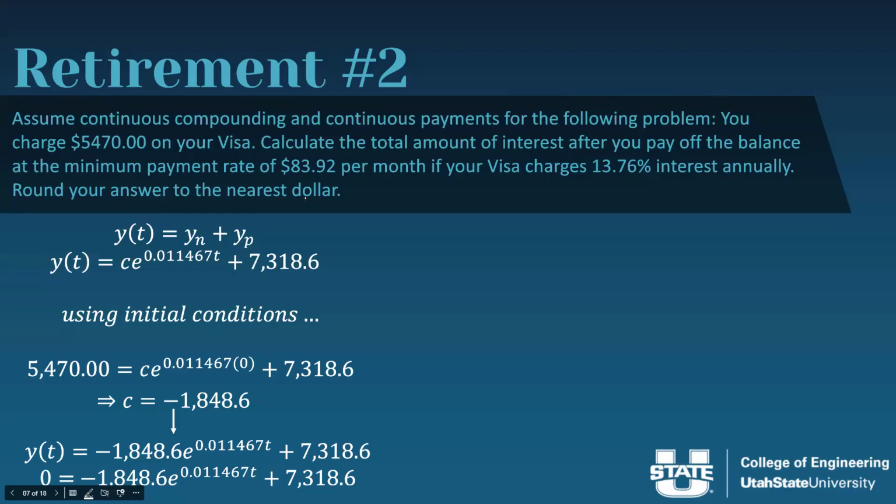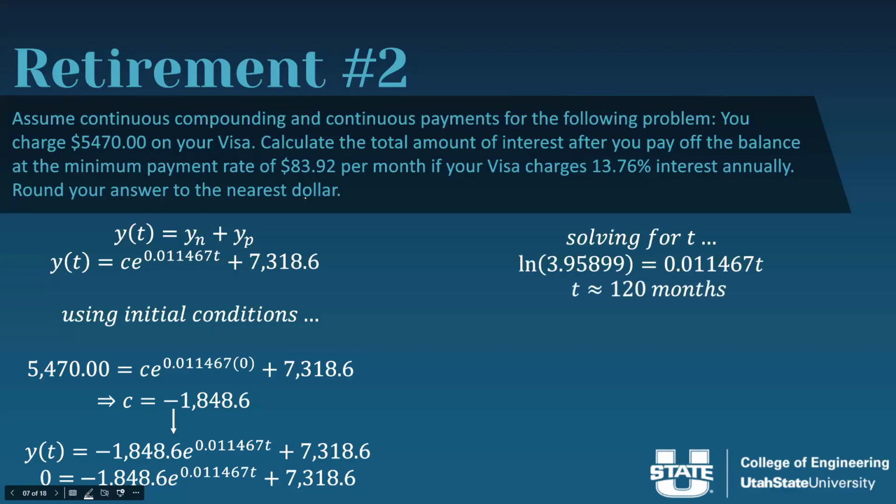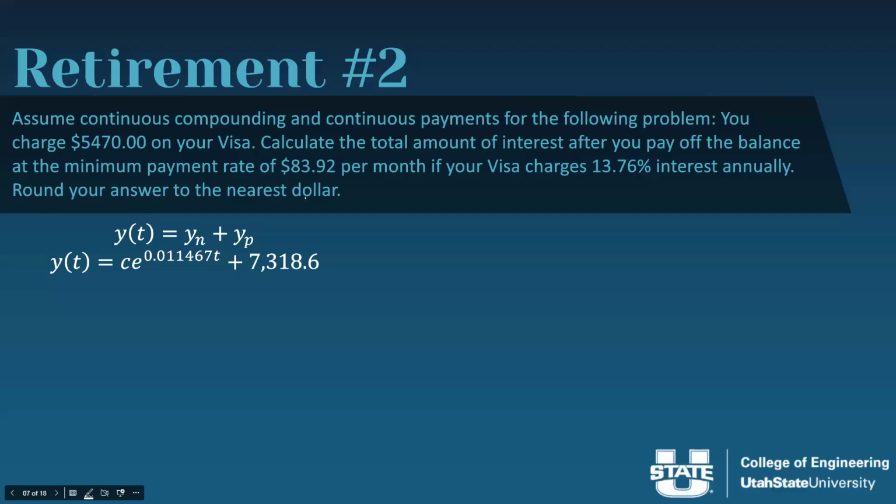Okay, has anyone solved for what t is going to be when our balance is paid off? 95 months? Oh, I got 120. Okay, I like it though. Okay, so it'll take, yeah, let's run through that real quick.